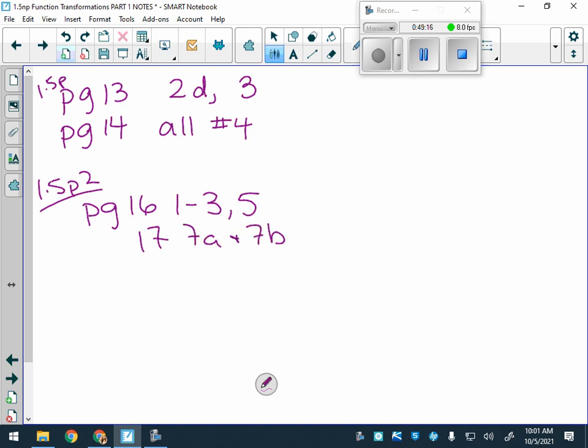Okay, so if you guys go to number 3, 3E, change to cubic, not cube root, for number 3. It says cube root reflected over the x, 10 up. Okay, cubic function.